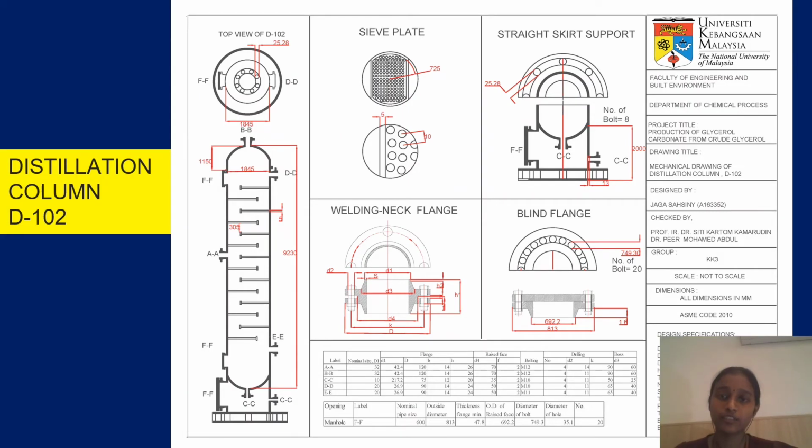Mechanical design of the distillation column is shown in the slide. The distillation column is designed based on the calculation made during the detailed design and also mechanical design. This is the top view of D102. Meanwhile, this is the cylindrical part of the distillation column. This is the design for the sieve plate, the design for straight skirt support, the design for welding neck flange, and also the design for blind flange.